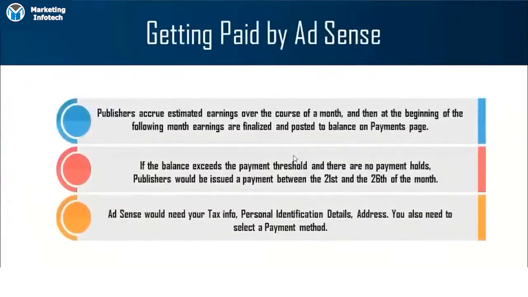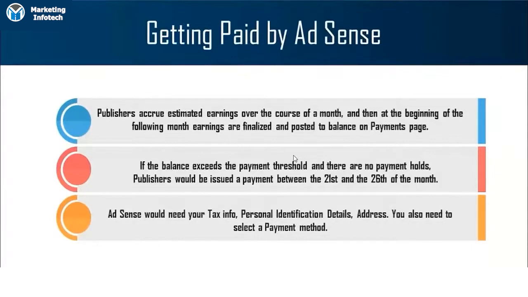Let's understand how we get paid. How do publishers get paid using AdSense? The AdSense payment cycle is monthly. Publishers accrue estimated earnings over the course of a month, and then at the beginning of the following month, their earnings are finalized and posted as a balance on the payments page. If the balance exceeds the payment threshold, and if there is no payment hold, publishers will be issued a payment between the 21st and 26th of the month.